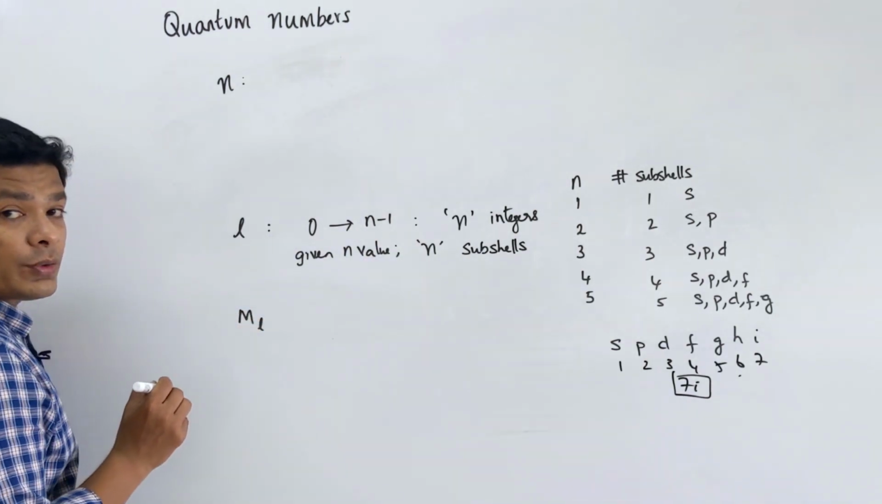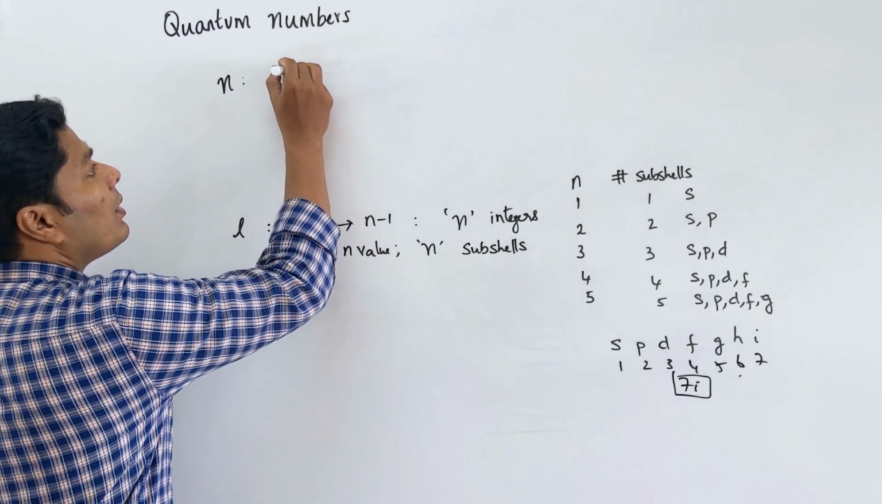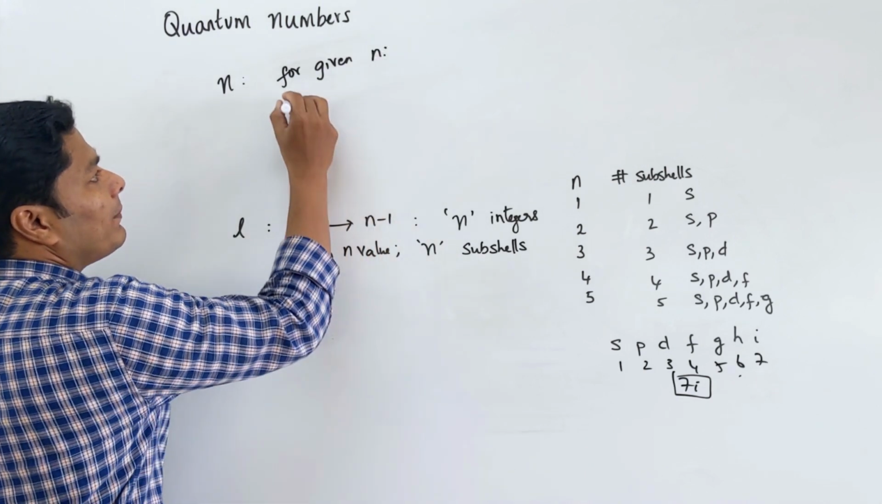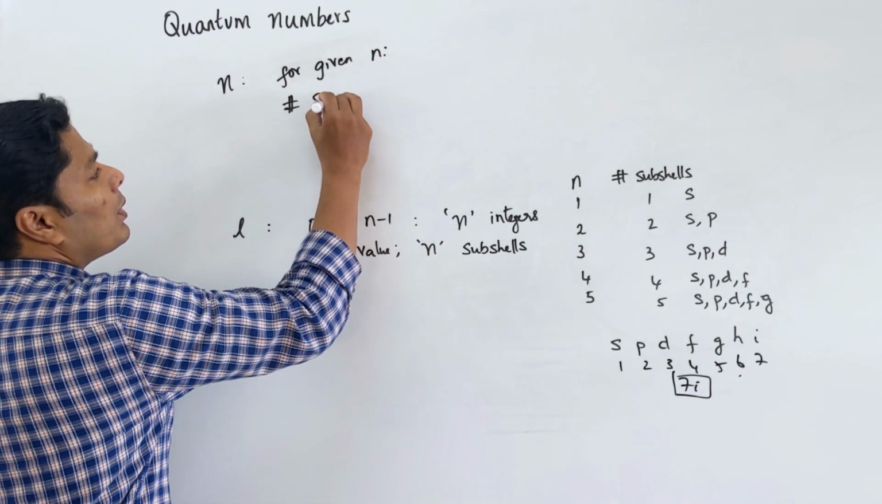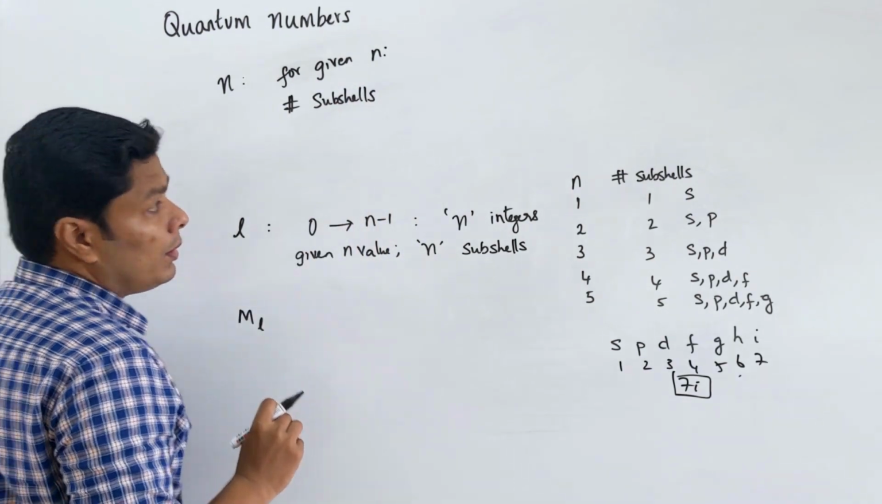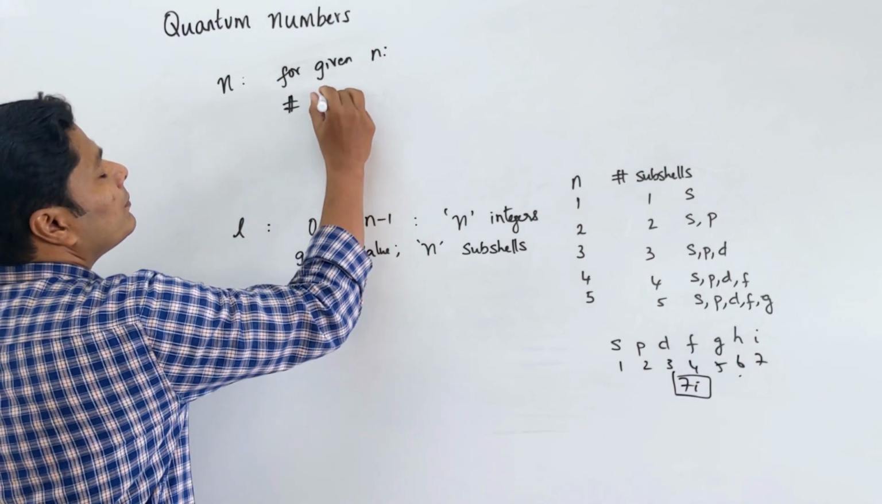Now the other one that is going to tell you is, if I give you the n value, for a given n, the number of orbitals.